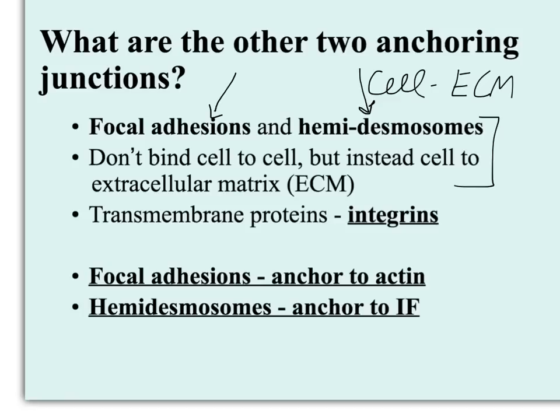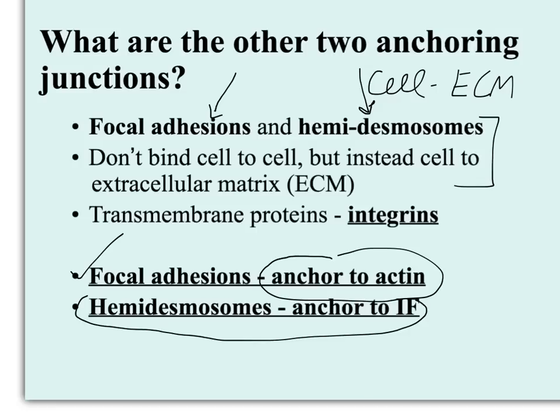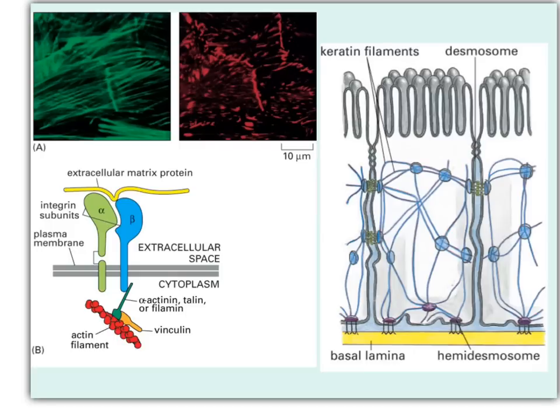Okay, so the two other anchoring junctions, one is called a focal adhesion, and that is going to link to actin, just like the desmosomes linked to intermediate filaments, hemidesmosomes linked to intermediate filaments. There are some interesting features to these two different kinds of cell to extracellular matrix interactions. In particular, the focal adhesions use proteins that are very interesting called integrins.